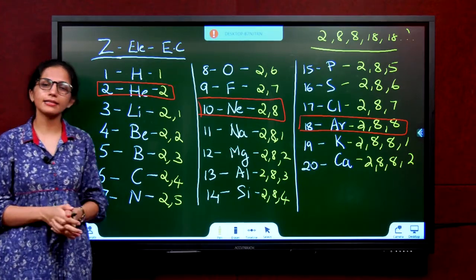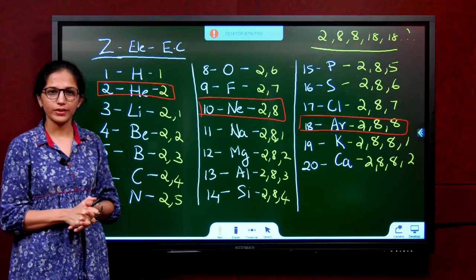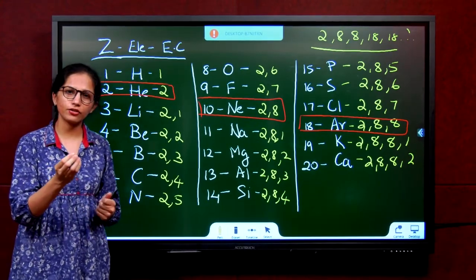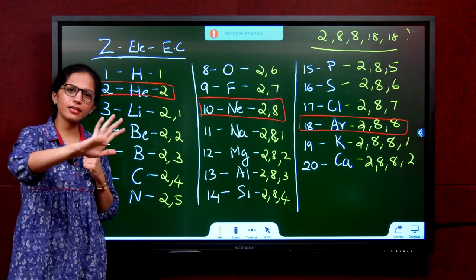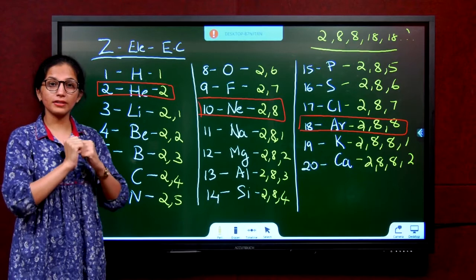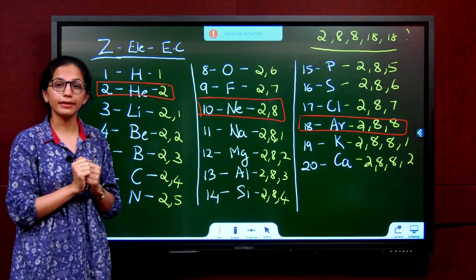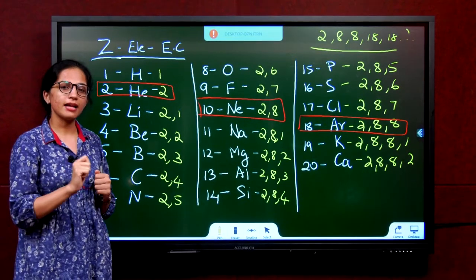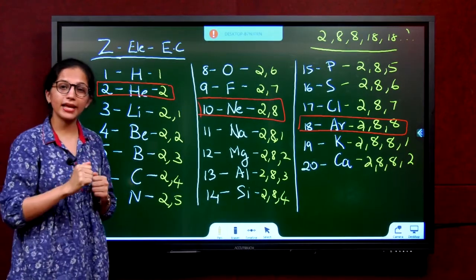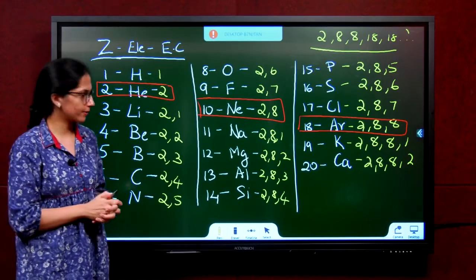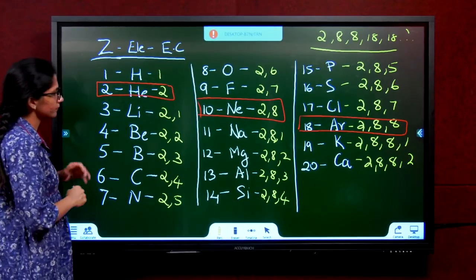Now let us understand something about valency. What is valency? Valency is the number of electrons that an atom gives away or takes to become completely filled, or to become stable, or to become inert. So valency is the number of electrons that the atom gives away or takes to become completely filled, stable or inert. What does that mean?